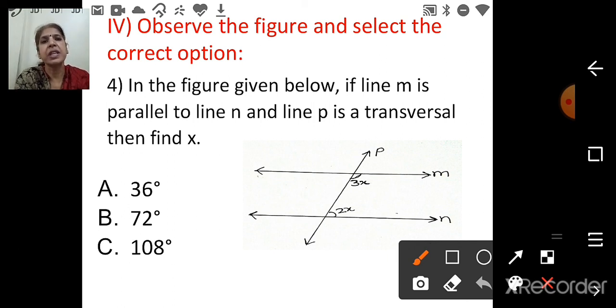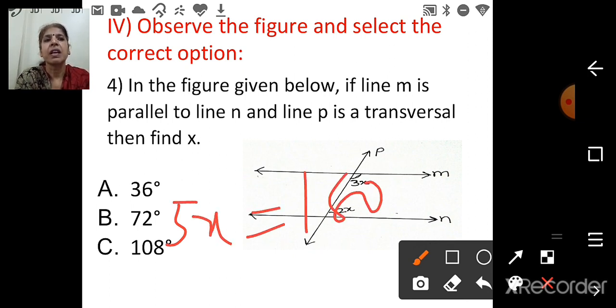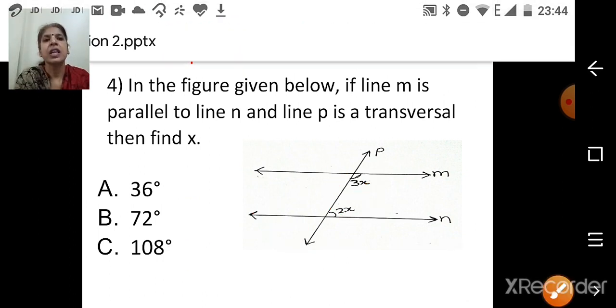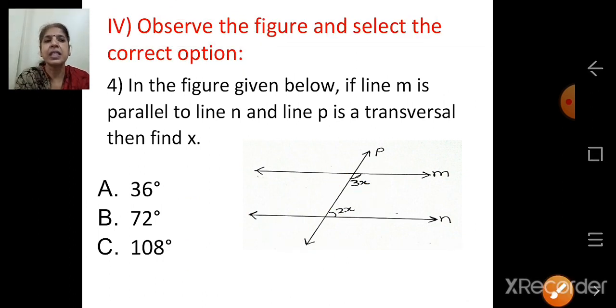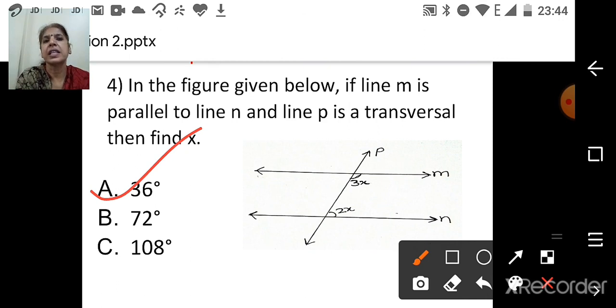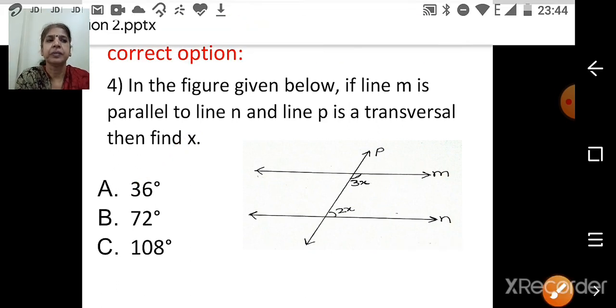And which property have we studied about interior angles? Interior angles are supplementary. It means the sum of the measures is 180 degrees. So 3x plus 2x is equal to 180. So 3x plus 2x is 5x. 5x is equal to 180. Therefore x is equal to 180 divided by 5. When you divide 180 by 5, you will get 36. So which is the option? It is A, 36 degrees. So the correct answer is A, 36 degrees.